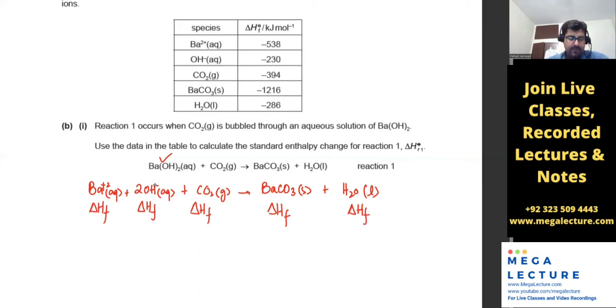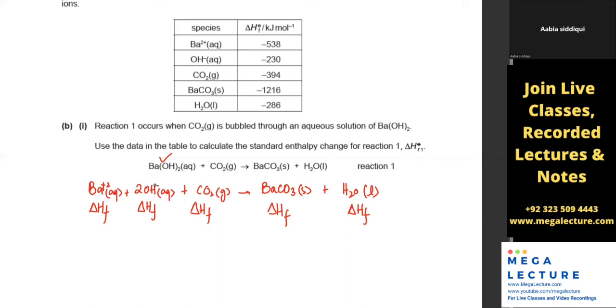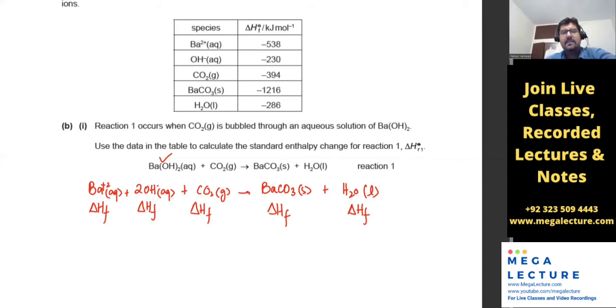What do you do in this? How do you calculate the enthalpy change? Can you guys hear me? As products minus reactants, right? The enthalpy of formation of the products minus the enthalpy of formation of the reactants. So you're going to do that.